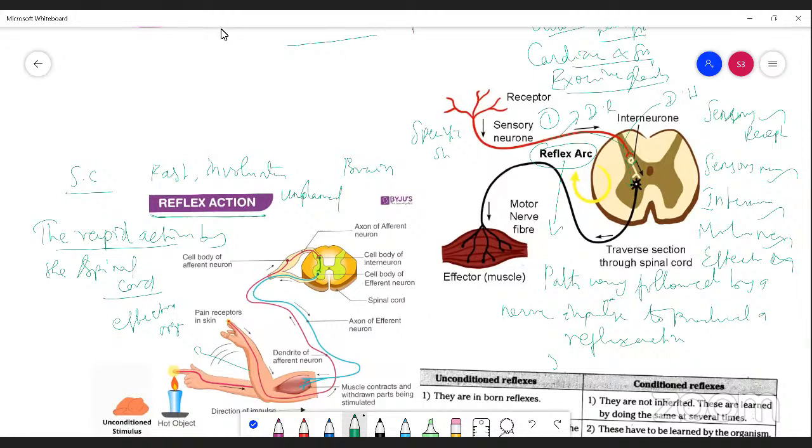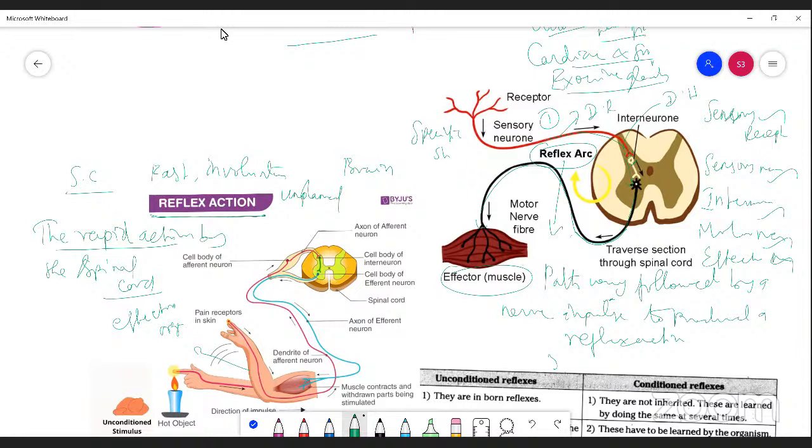Now this motor neuron. This neuron is called what? Motor neuron. The motor neuron transmits the impulses from the CNS to the effector. This neuron only carries the stimulus from the spinal cord to the effector organs. The effector organs may be muscles or glands, which respond to the impulses received. Then what response do these muscles give after receiving the stimulus from the spine?